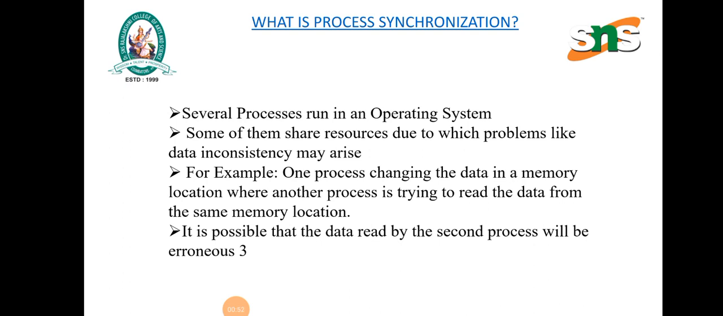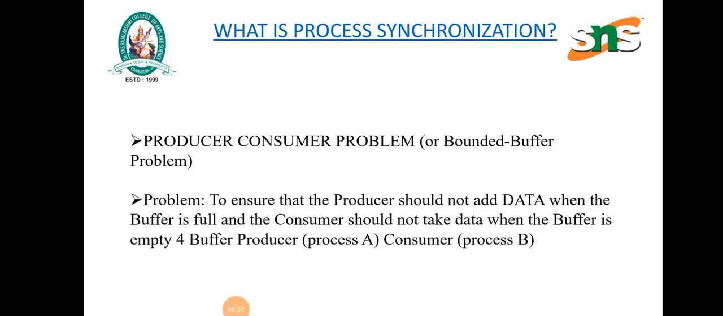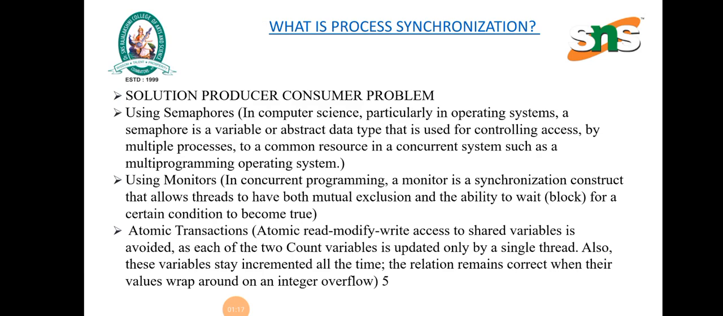It is possible that the data read by the second process will be erroneous. Here, process synchronization applies to the producer-consumer process, that is the bounded buffer problem, to ensure that the producer should not add data when the buffer is full and the consumer should not take data when the buffer is empty. Process A is the producer, process B is the consumer. The solution to the producer-consumer problem uses semaphores, that is controlling access by multiple processes to a common resource in systems such as multiprogramming systems, and using monitors.